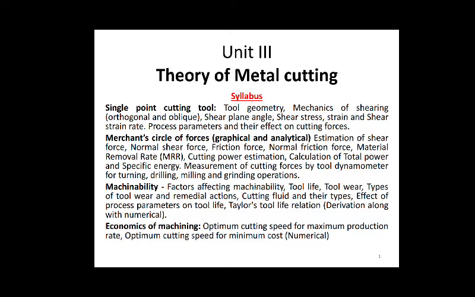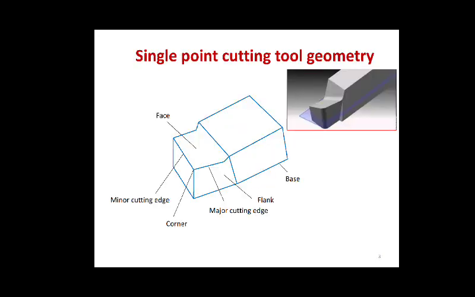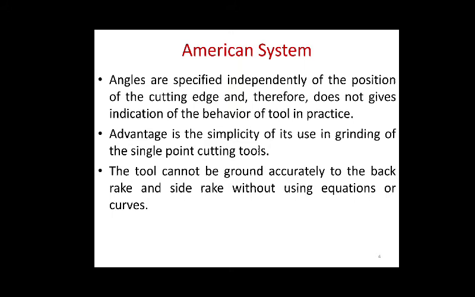Okay, so let us start with single point cutting tool. So this is the geometry of a single point cutting tool. American system angles are specified independently of the position of the cutting edge and therefore do not give an indication of the behavior of the tool in practice. The advantage is the simplicity of its use in grinding of single point cutting tools. The tool cannot be ground accurately to the back rake and side rake without using equations or curves.